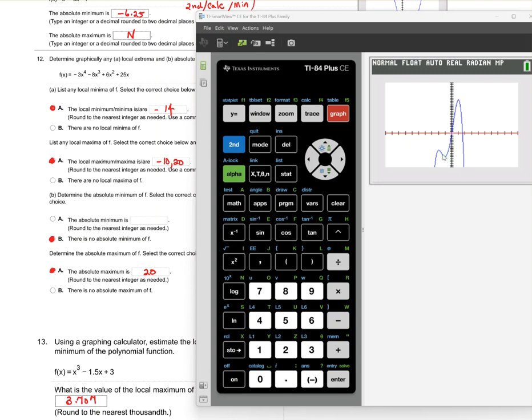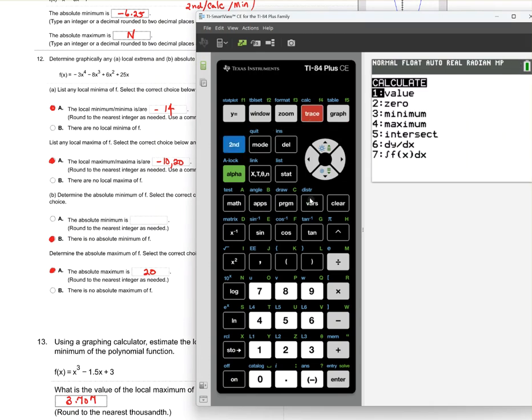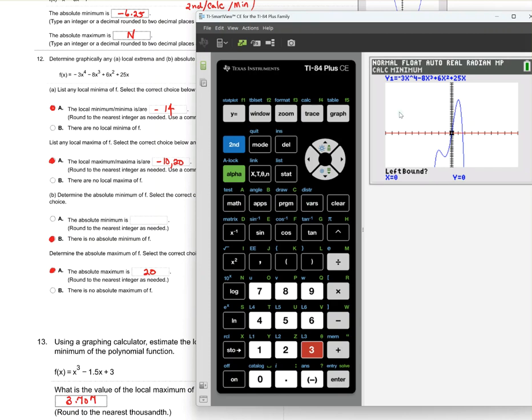let's see if we can find that. So second calc min, and I need to get back over here and hit enter, and then go to the right, hit enter, and enter, and I get -14. It says round to the nearest integer, so we would just put -14.